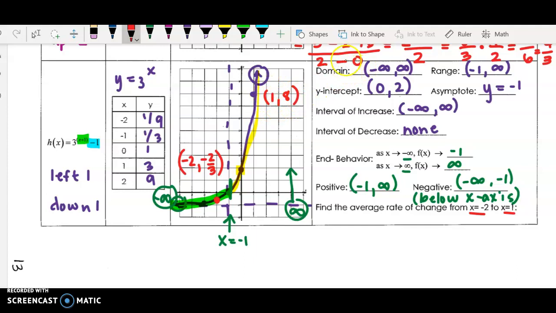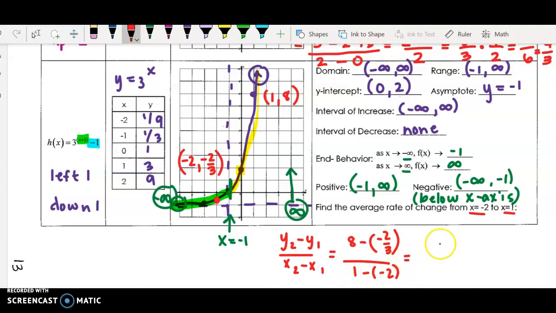So we'll use our slope formula once again. And that'll be 8 minus negative 2/3 over 1 minus negative 2. So 8 plus 2/3 and 1 plus 2. I'm going to change the numerator to an improper fraction, so 8 times 3 is 24, plus 2 is 26 over 3.